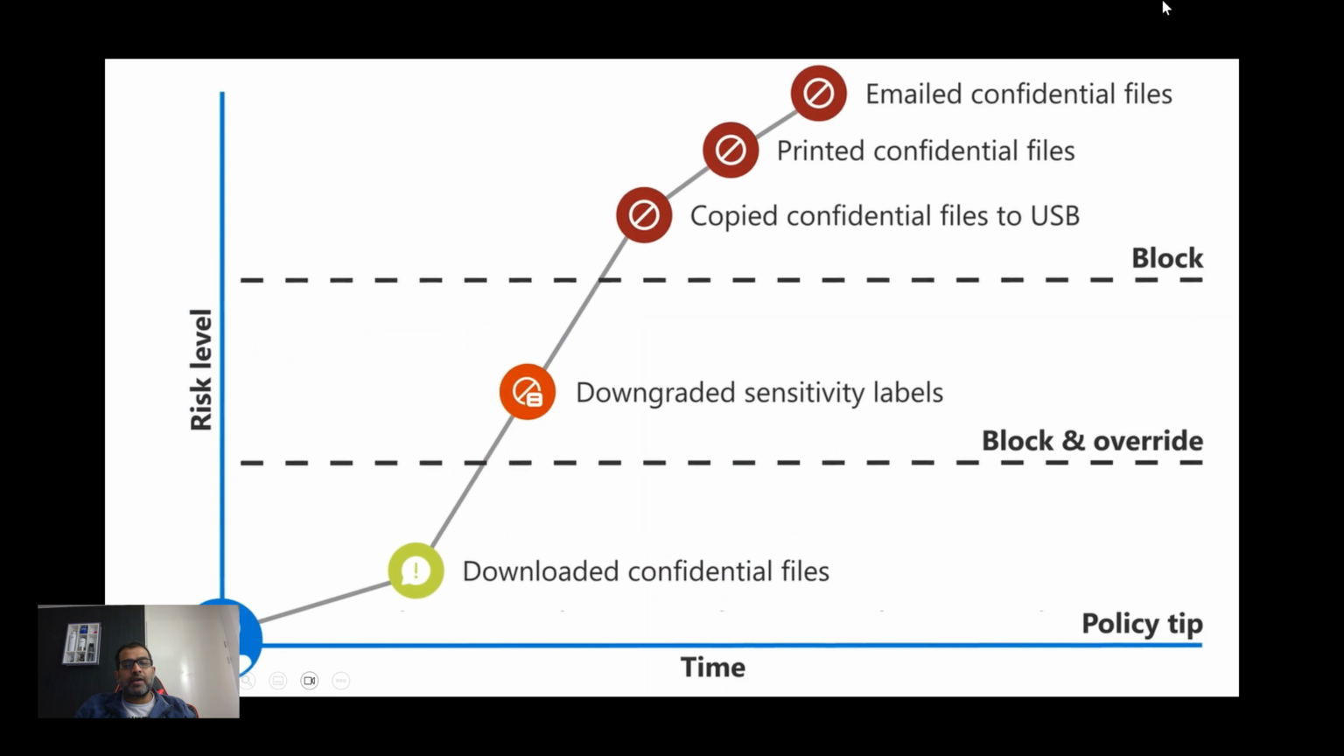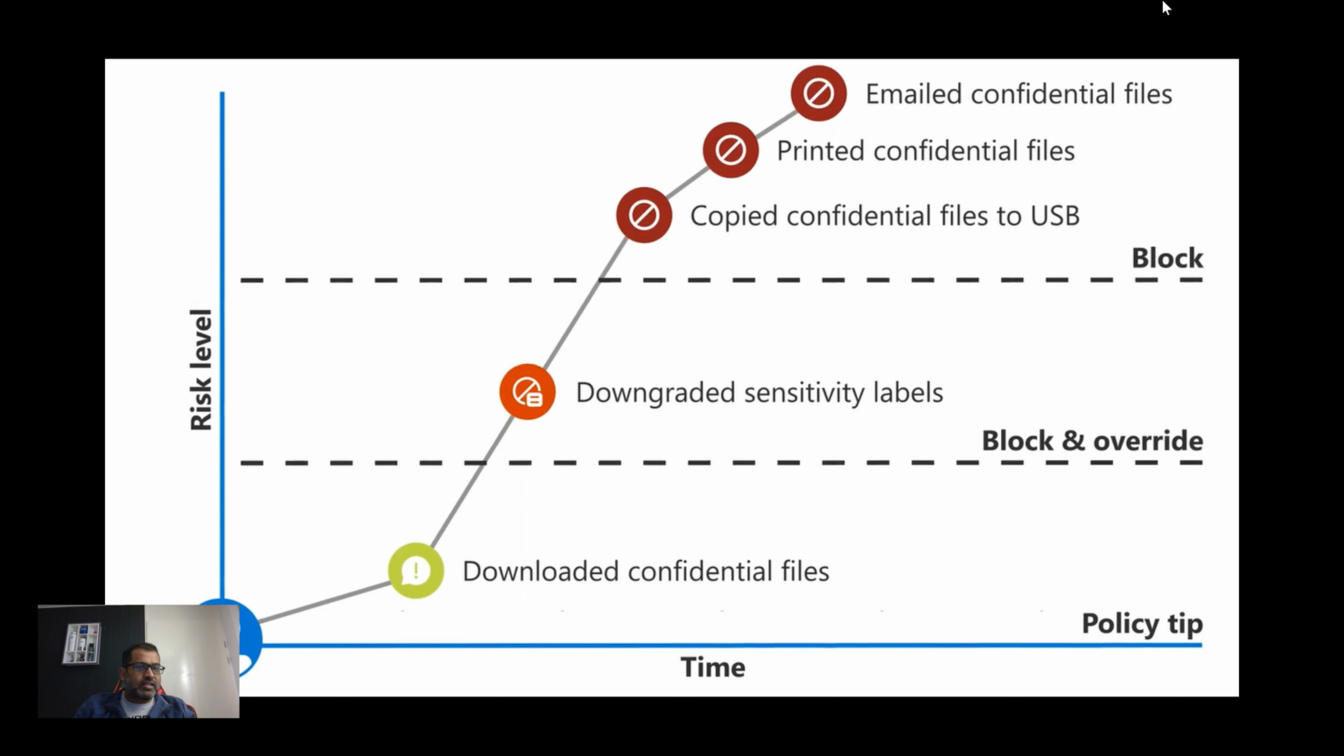Based on that, you can set a policy tip, for instance, and when a user is downgrading the sensitivity labels, then you can give an option of block and override. And when a user is copying confidential files to USB, printing confidential files, or emailing confidential files, then you can completely set it to block. All these things are also an automated policy adjustment based on the user. As the user risk level changes, the DLP policies are automatically updated to mitigate these kinds of potential threats.